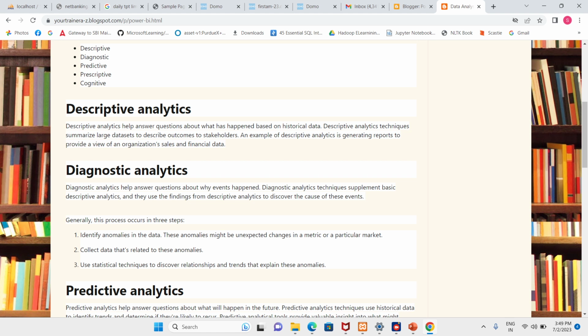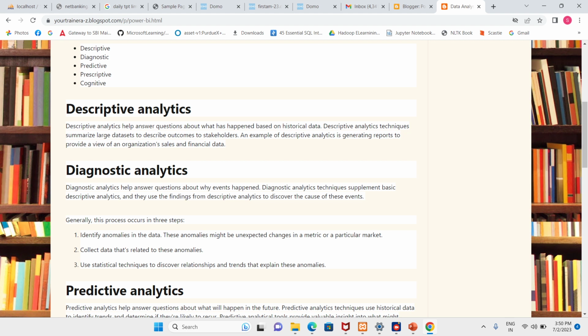Okay, descriptive analytics techniques summarize large data sets to describe outcomes to stakeholders. An example of descriptive analytics is generating a report to provide a view of an organization's sales and financial data. So in simple words, descriptive analytics means just to see what happened in the past. That's it. Now diagnostic analytics.